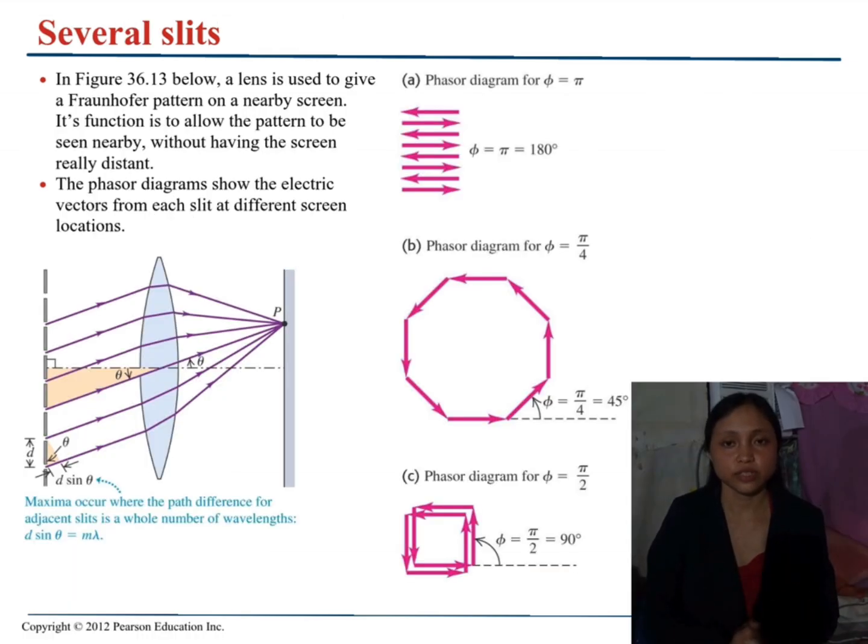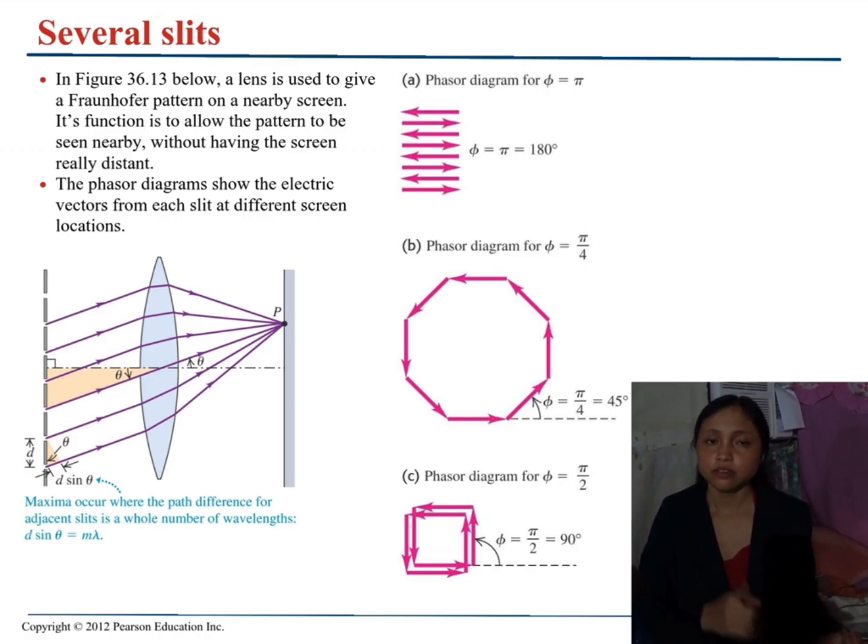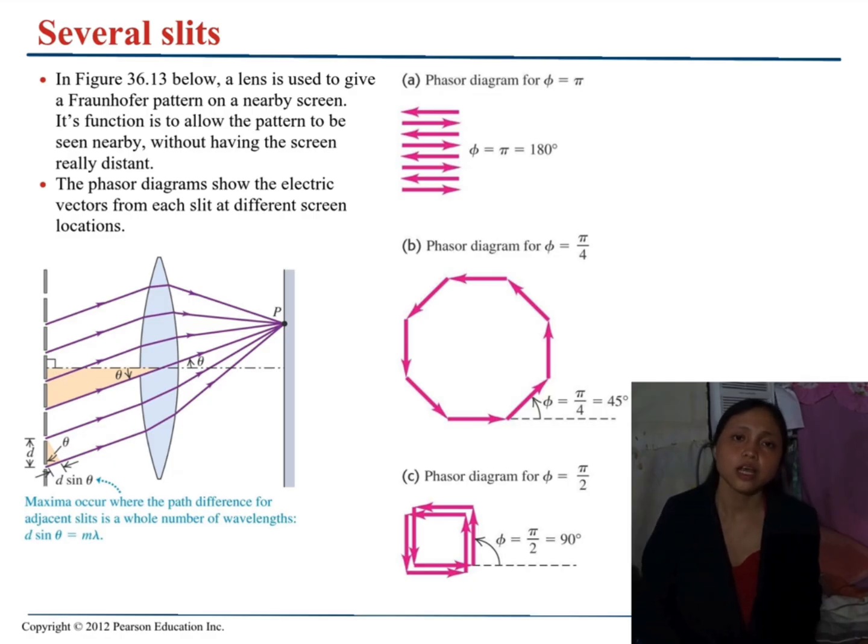Now let us increase the number of slits. As more slits are added, bright maxima become sharper, dark regions become darker, and the patterns become more distinct.